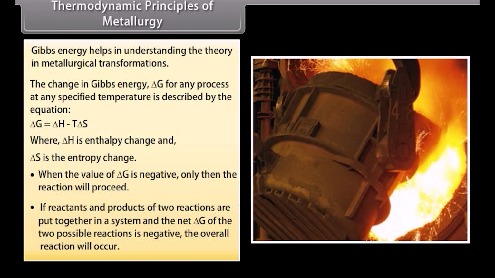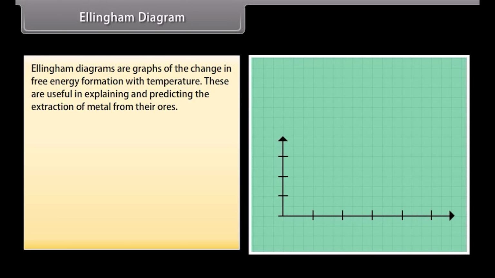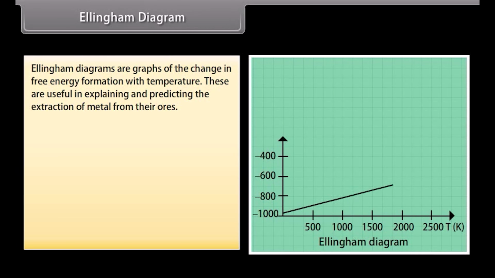If reactants and products of two reactions are put together in a system and the net delta G of the two possible reactions is negative, the overall reaction will occur. Ellingham diagram. Ellingham diagrams are graphs of the change in free energy of formation with temperature. These are useful in explaining and predicting the extraction of metal from their ores.